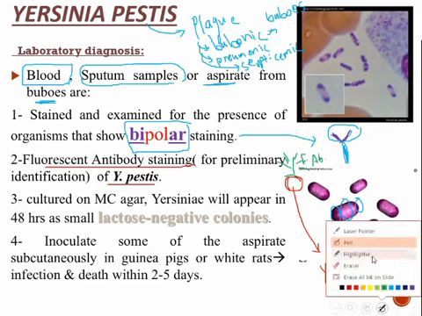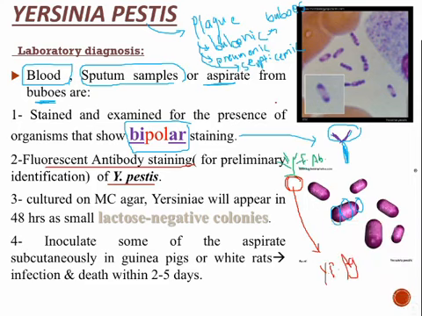How will I see the fluorescence? I need to look at it by fluorescence microscope. So that's the idea of the test.